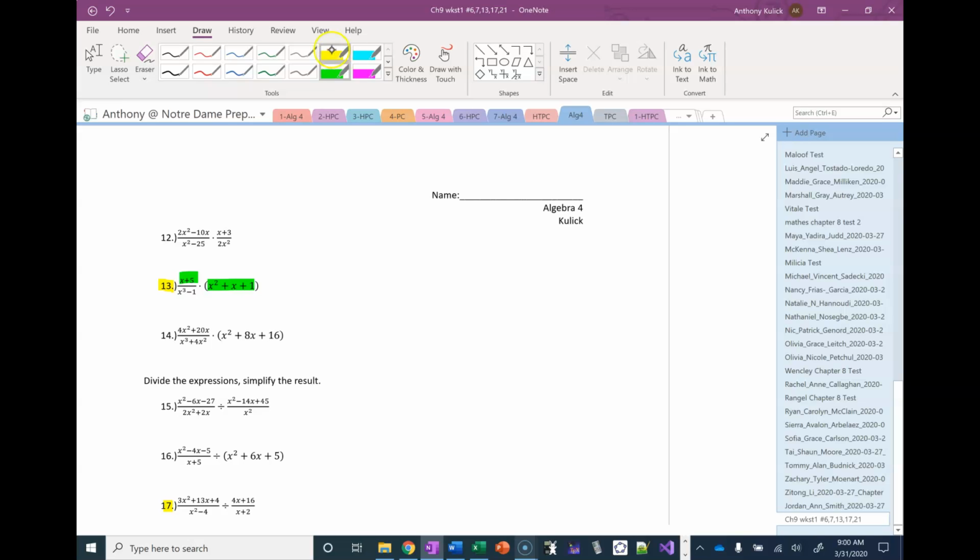But if I look at the denominator, x cubed minus 1, I recognize that as a difference of 2 cubes. So the difference of 2 cubes factoring pattern that you may or may not have remembered was this. So in this case, our a is just x, because the cube root of x cubed is just x. And our b is just 1, because the cube root of negative 1 is just 1.